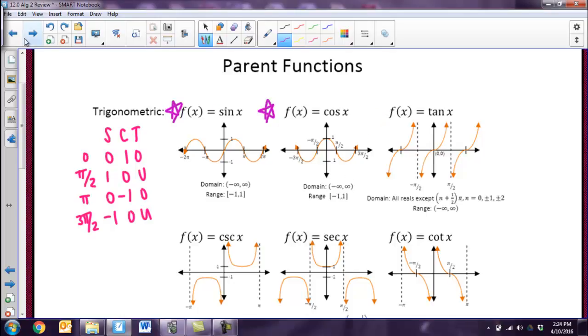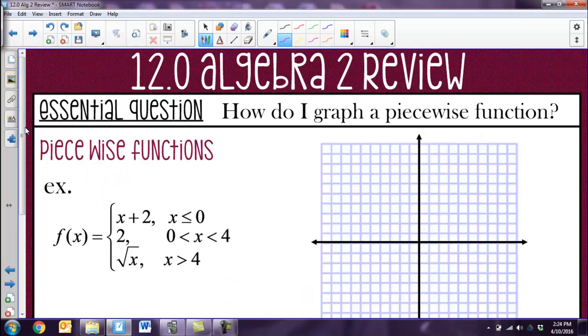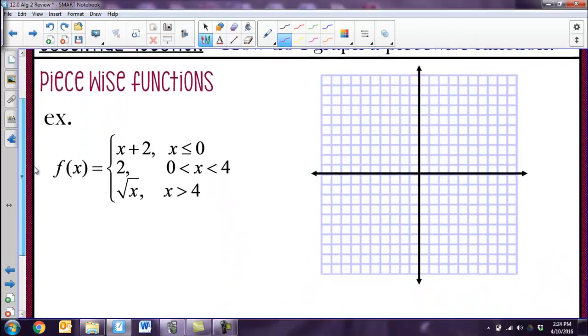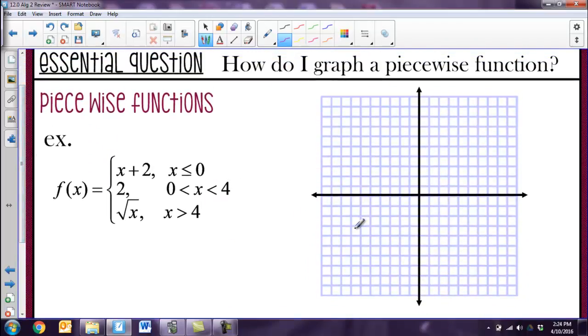So you might want to know how to graph all of those parent functions and what their names are. Hint, hint, hint. Now the reason we care about parent functions is so that we can look and graph things like piecewise functions a little bit easier. A piecewise function is basically just a function that's defined in parts. So they're saying here that my function looks like x plus 2 if x is less than or equal to 0. My function looks like y equals 2 if x is between those two numbers.